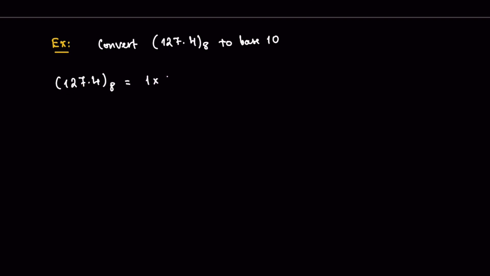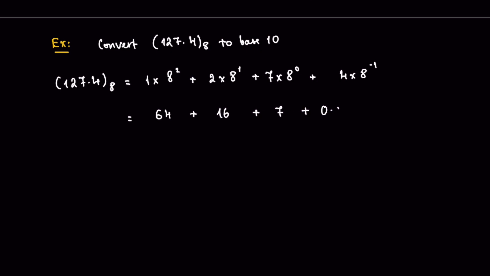So the digit 1 multiplied with 8 raised to the 2nd power. Why 8 here? Because we are working with base 8. Then the next digit is 2 times 8 to the 1st power, plus 7 times 8 to the 0. For fractions, you have 4 times 8 to the negative 1. Now the first number is going to be 64. The second calculation gives me 16, then 7 plus 0.5. So 4 times 8 to the negative 1 is 4/8, or 1/2, or 0.5 for that matter. Add everything together, we're going to get 87.5. This is in base 10.